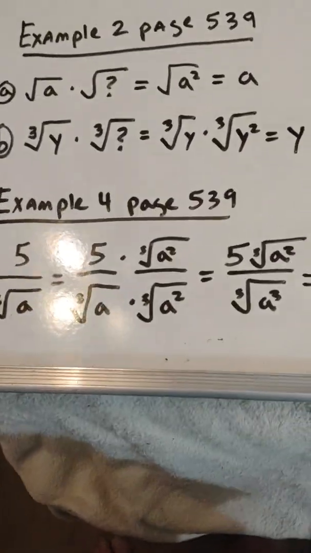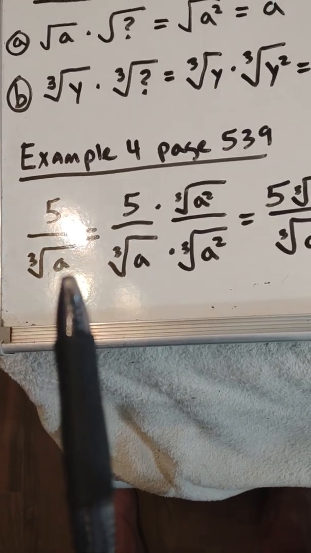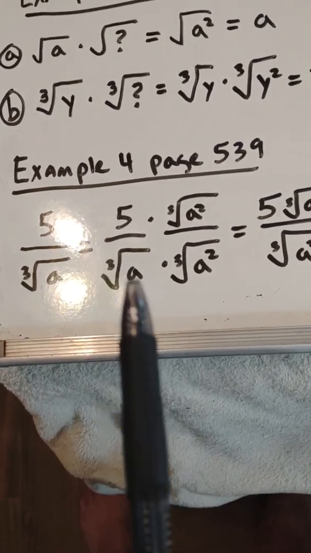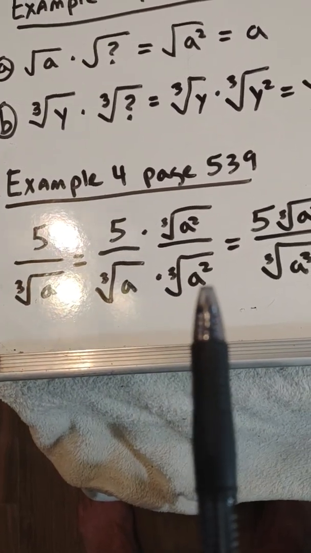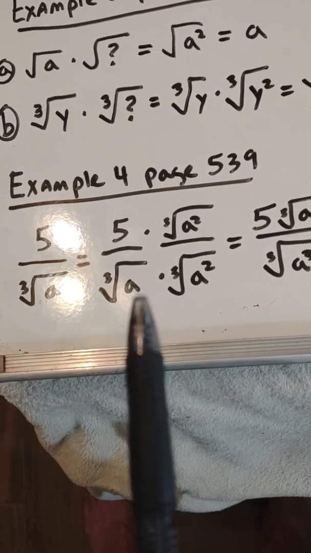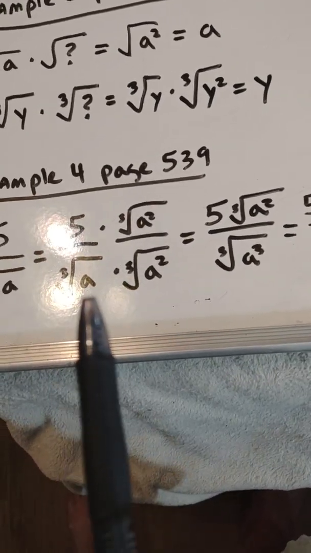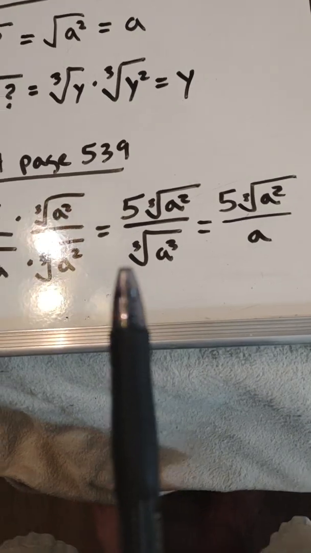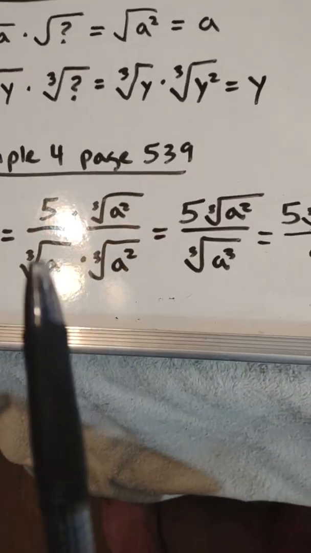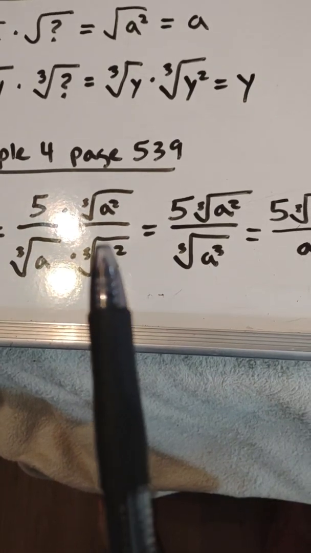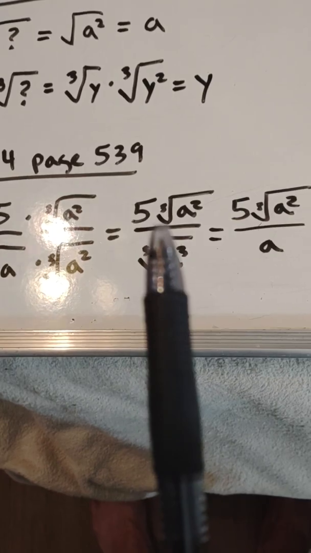In example 4, we have 5 over cube root of a. Again, to get rid of this, we got to multiply by cube root of a squared. Because a squared times a, with a 1 here, gives us a to the 3rd. So cube root of a times cube root of a squared gives us cube root of a cubed, which gives us a. But when we multiply the bottom by this cube root of a squared, we've got to multiply the top by the same thing. So it gives us 5 cube root of a squared.